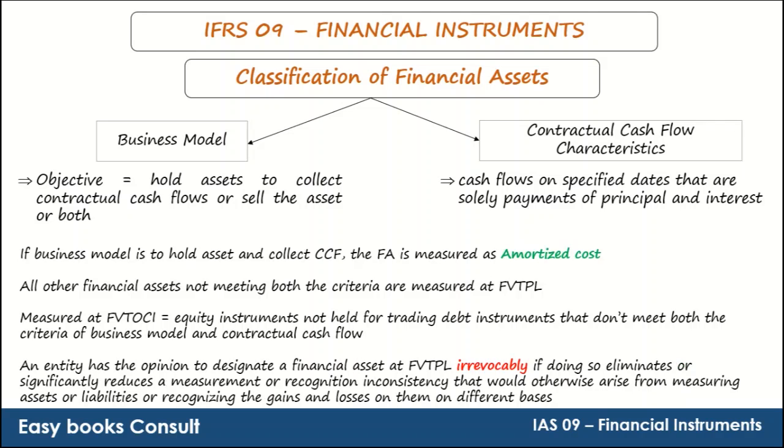And also, an entity has the option to designate a financial asset at fair value through PL irrevocably if doing so eliminates or significantly reduces a measurement or recognition inconsistency that would otherwise arise from measuring assets or liabilities or recognizing the gains and losses on them on different bases.